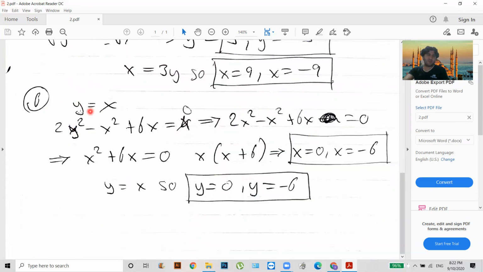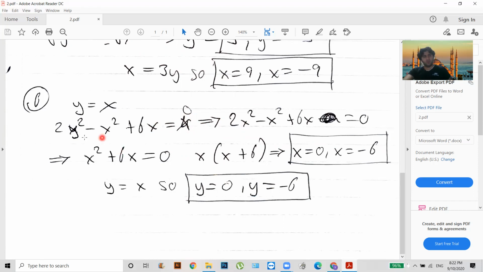Okay, this question says y equals x, right? Then 2y squared minus x squared plus 6x equals 0. Guys, some of you will have this question here as equals 4. Remember, we discussed in class that it is supposed to be 0. Okay. In my course it was 4, but I realized later on, that's why I scratched this.